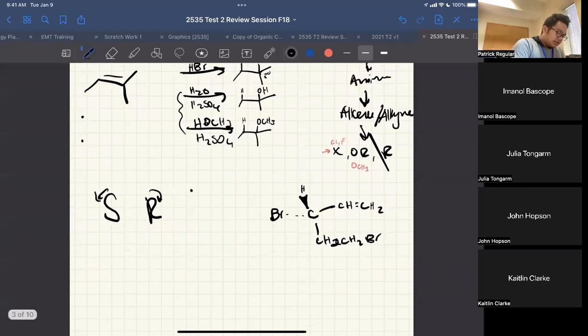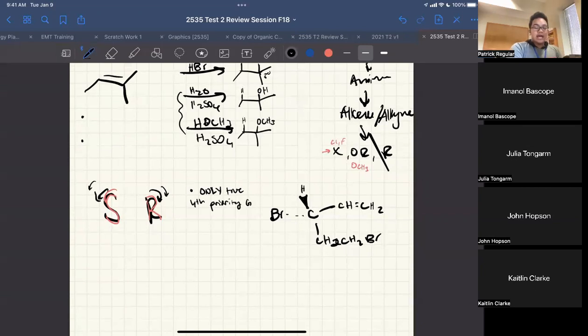Remember, clockwise is R. So if you go clockwise, it's R. Counterclockwise is S. And I always remember it, this is something I posted in the chat as well, by the direction I write it in, this way. That's how I remember it. And this is only true if the fourth priority group is dashed. That means it's in the back.